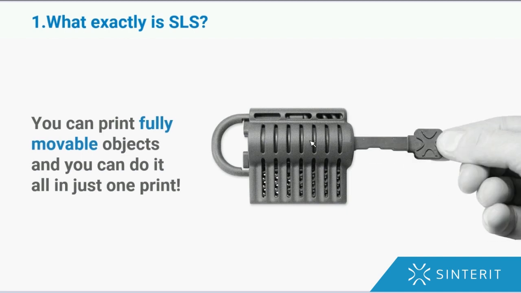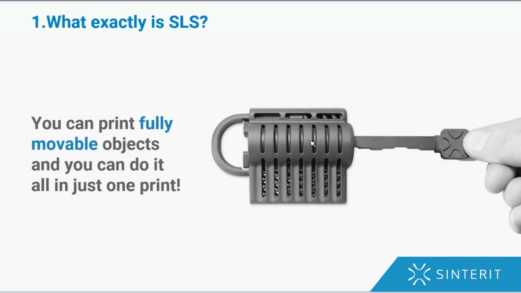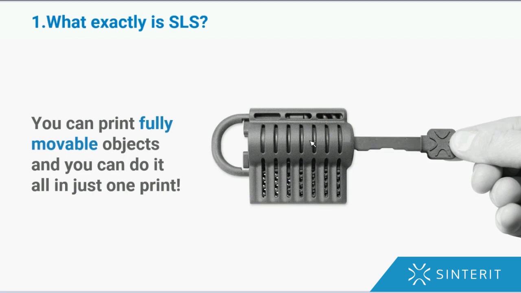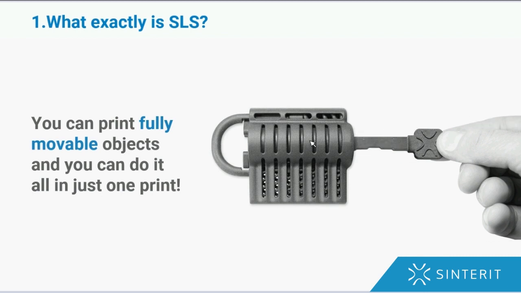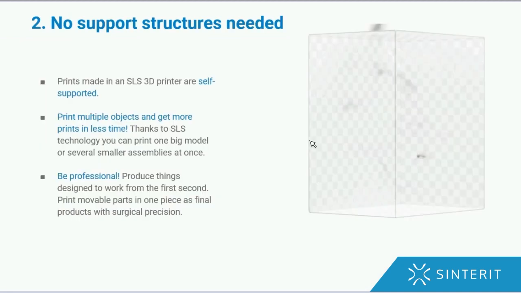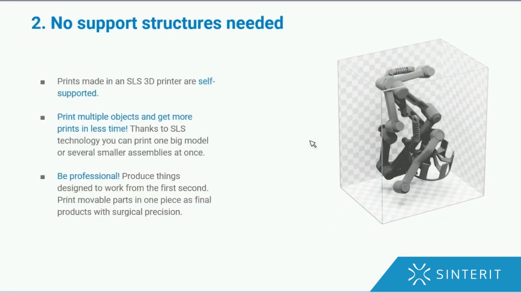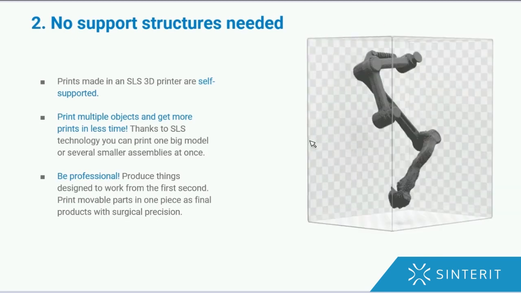It's also possible to make your designs flexible and detailed at the same time. So let's talk about the advantages of SLS, one by one and in more detail, and by extension about our Sinterit Lisa printer. The main advantage of the SLS technique over FDM and SLA is the fact that there is no need for structural supports. Prints made in an SLS printer are self-supported.